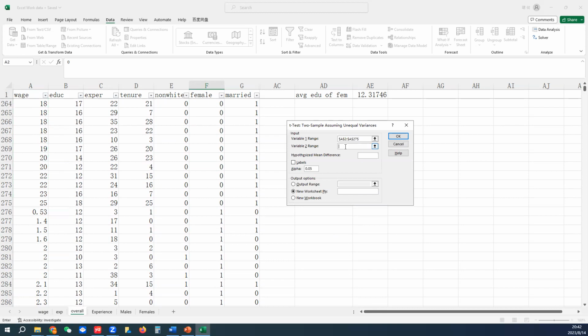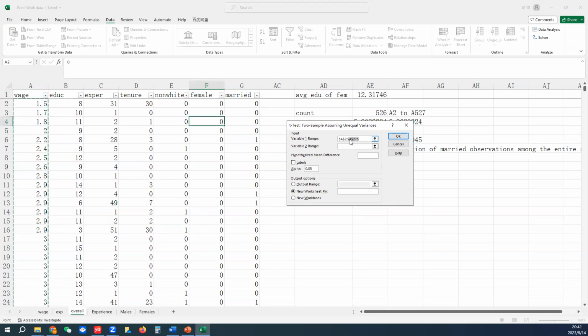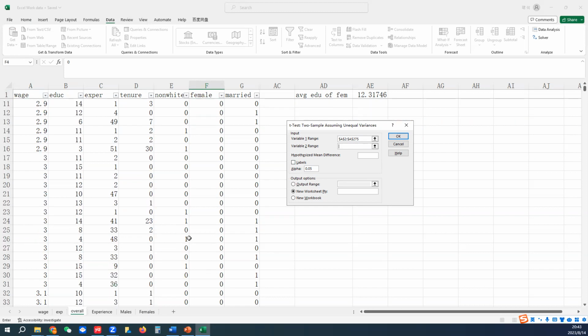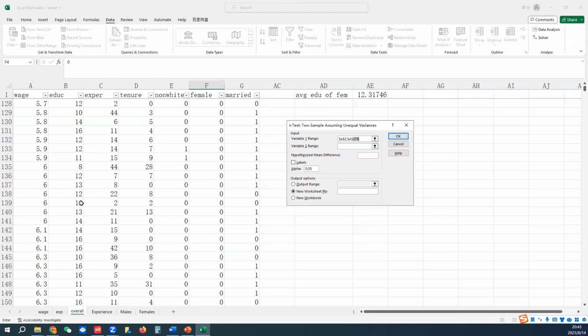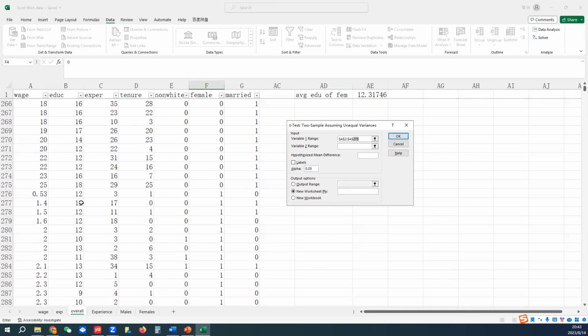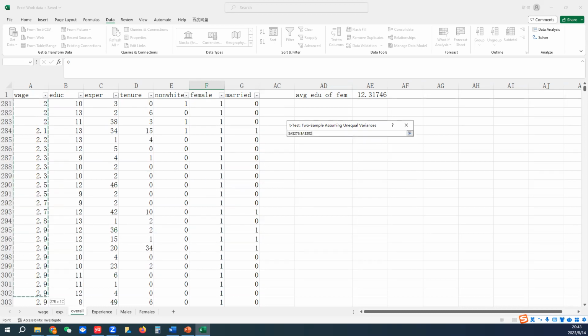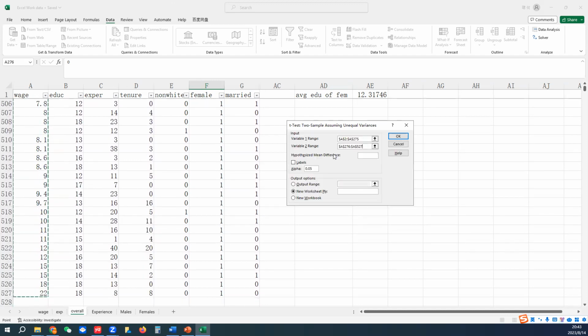275. Okay, and after that, what we are going to do is from 275 go to the bottom. 275, that's here. So for variable range 2 we're going from 276 all the way to 527.